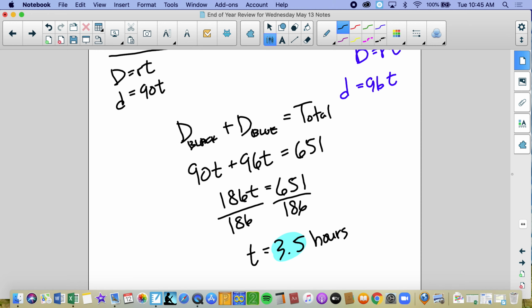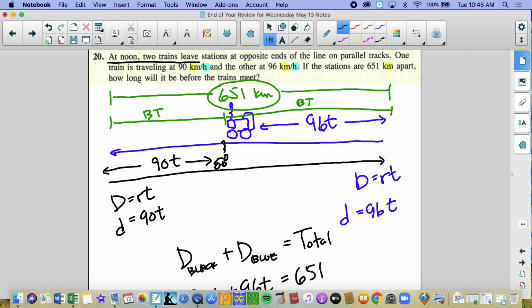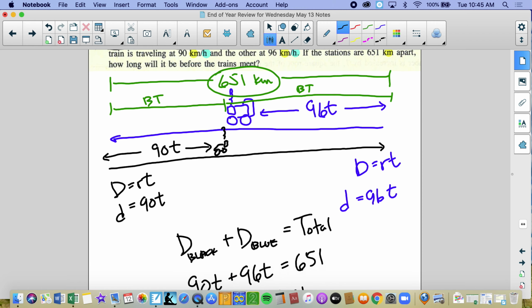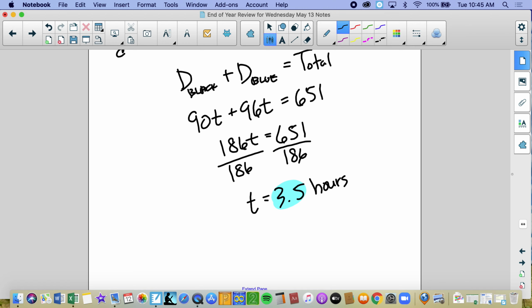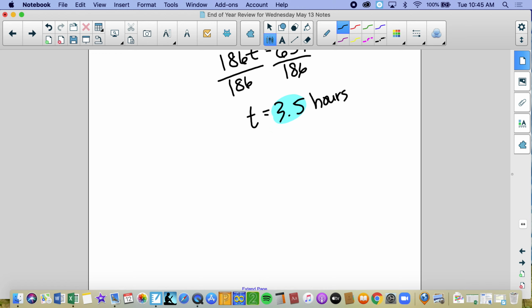You can always find your unit within your problem. And it says, if the stations, how long will it be before the trains meet? The trains will meet in 3.5 hours. What time do they meet? There's an interesting question. What time would they meet? What time in the day?